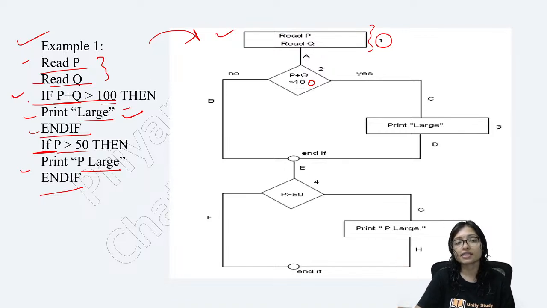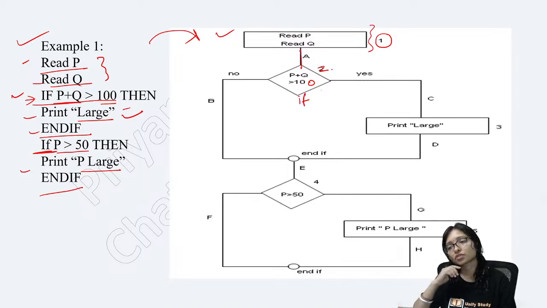After that you are checking this if condition. This is the if condition. It is statement number 2. After that you can see, here, very careful. In the programming, when the if is true, then only it gives large.